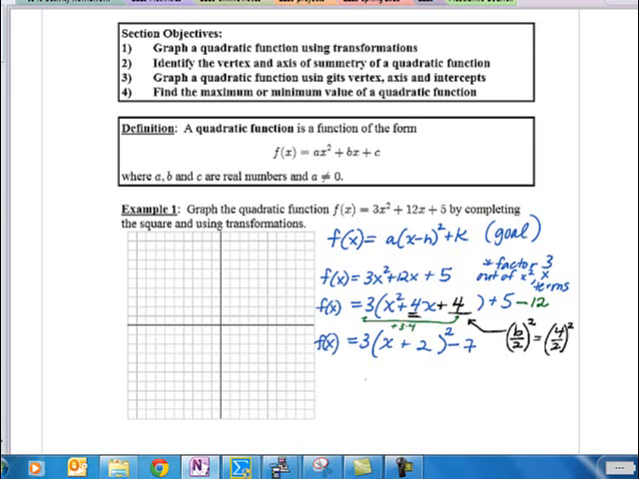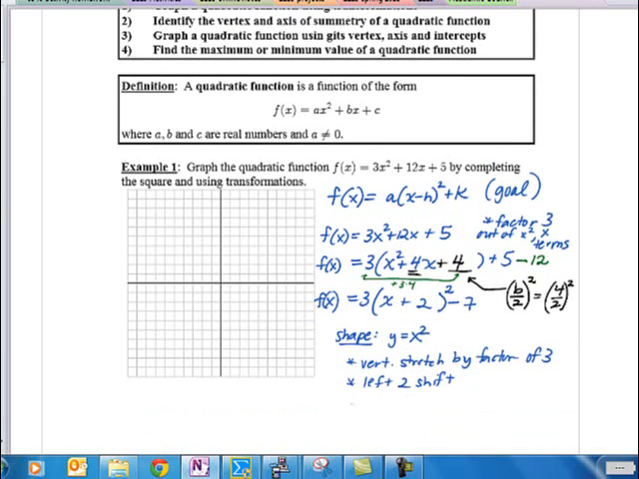So the shape of this graph is like y equals x squared, but I have some transformations. I have a 3 times everything, so I have a vertical stretch by a factor of 3. I have a left 2 shift from the x plus 2 inside the square. And I have a down 7 shift from the minus 7 outside.